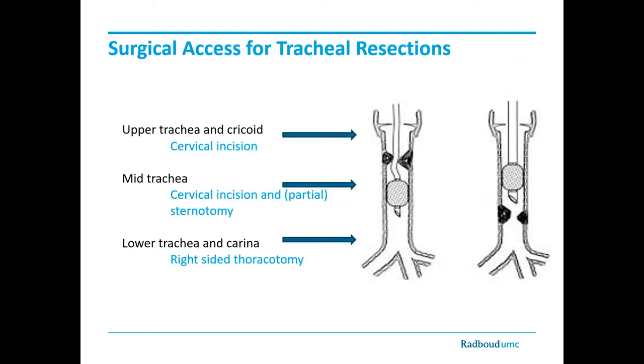Depending on the site of the stenosis, the surgery can be performed with a cervical incision, a partial sternotomy, or a complete sternotomy. For the lower parts, a right-sided thoracotomy is needed. For a stenosis in the upper part, a tube, mostly bigger than the stenosis, will be forced through the stenosis. For the lower part, the tube will be left above the stenosis.